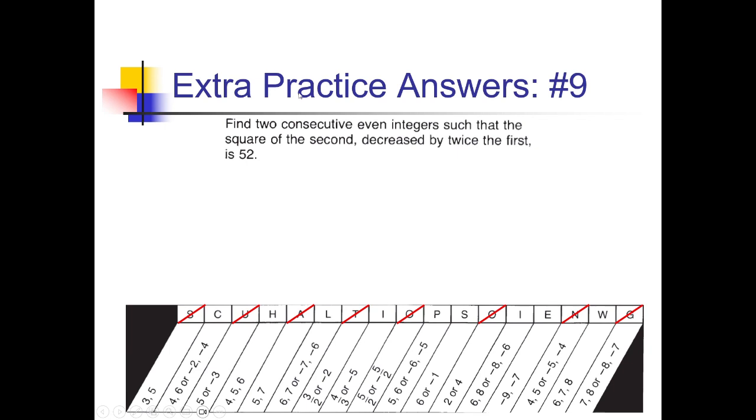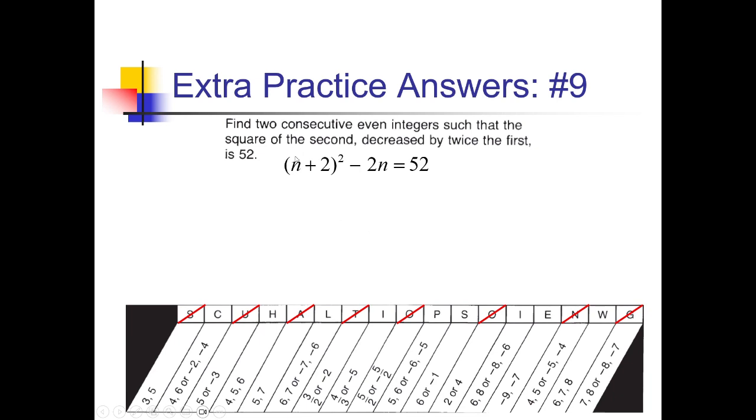So we have the square of the second number. So that's going to be n plus 2 squared, decreased by twice the first. So we're subtracting 2 times the n. And then they said that is 52, so equals 52. All right, we're going to have to expand this n plus 2 squared out, put all this in standard form, and then hopefully factor it.